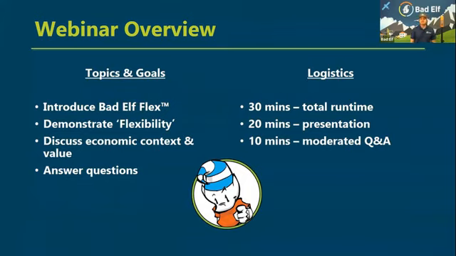So the overview today, we're going to be doing a couple of things. The goal of today's webinar is to really introduce the greater public to the Bad Elf Flex. We want to demonstrate why we named it the Flex and really show you why it's flexible, to demonstrate its flexibility. We'll talk about how flexibility comes in a lot of different ways: price, accuracy, and hardware and software versatility. We're also going to discuss economic context and value. We know these are crazy times right now, and the bottom dollar and being efficient and bringing the best solution for your organization has never been as important as it is now. And as I mentioned earlier, we're going to have a question and answer session at the end.